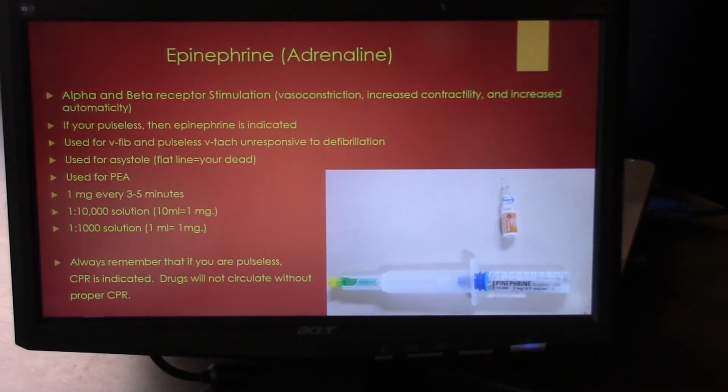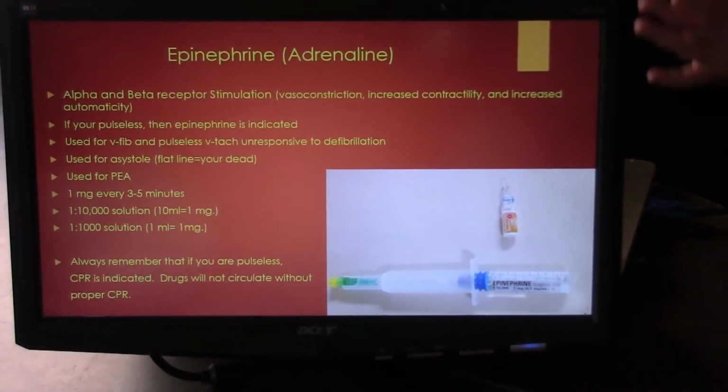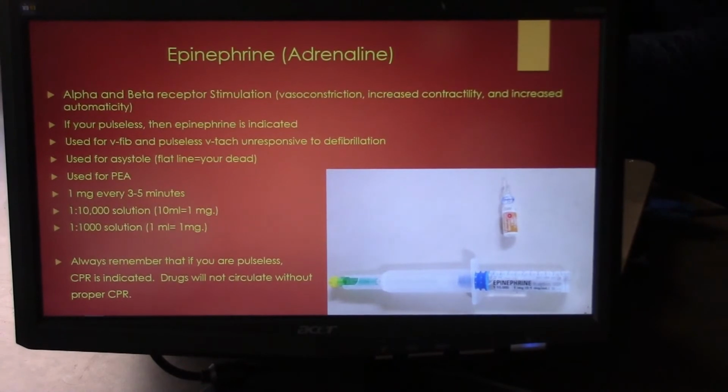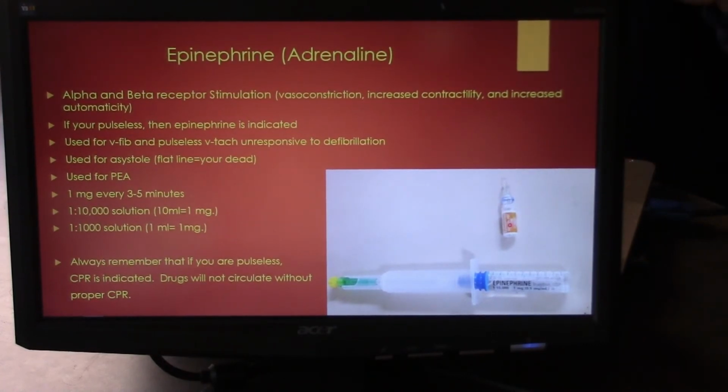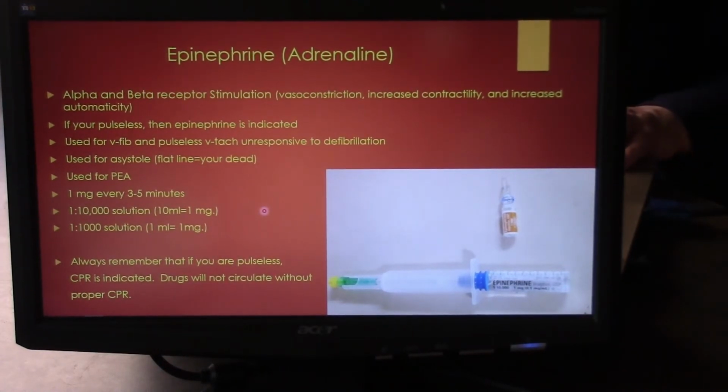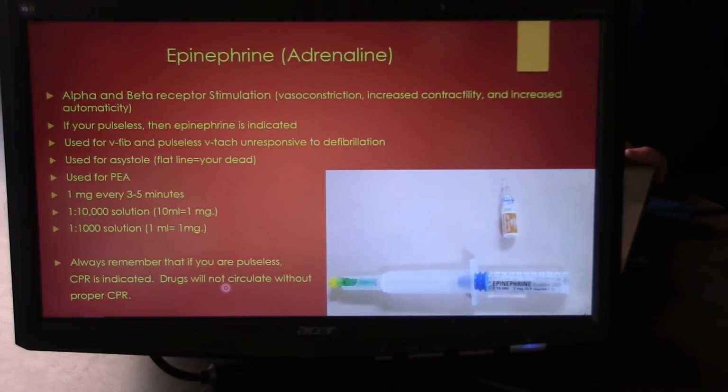And believe you me, giving that sub-Q, the patient will probably shiver a little bit. They'll become tachycardic, become very nervous because of the effects of the beta on the heart. And on the alpha, it causes vasoconstriction. But the reason to give epinephrine sub-Q, which I talked about earlier in this particular video, was for the beta-2 effects. Always remember, if you're pulseless, CPR is indicated. Drugs will not circulate without proper CPR.